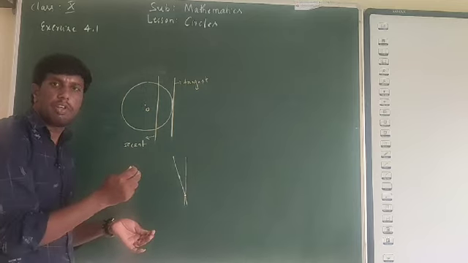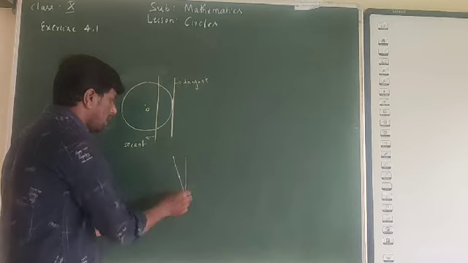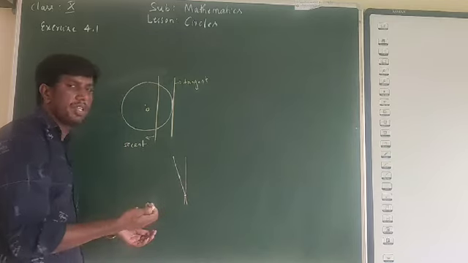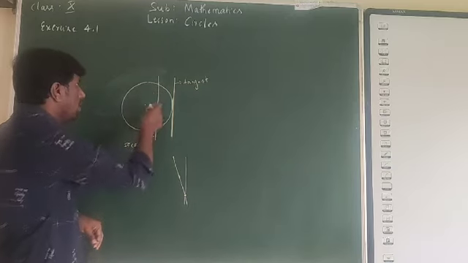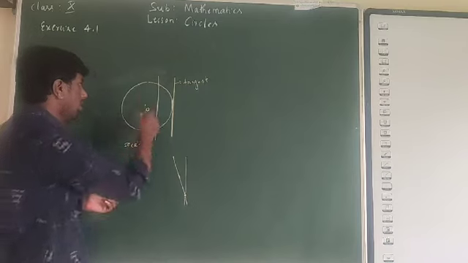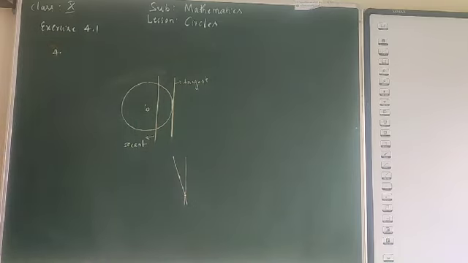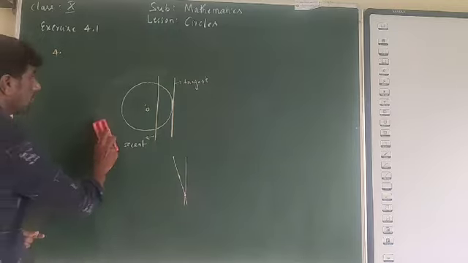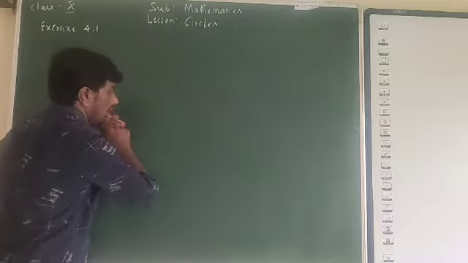Parallel lines, you know, will not intersect at all. But if you draw a line like this that will intersect at one point, then we can't say that these two lines are parallel. These are intersecting lines. So these two lines should not intersect at any point. Then only these two lines are parallel. So this is the answer for the fourth one. This completes exercise 4.1.